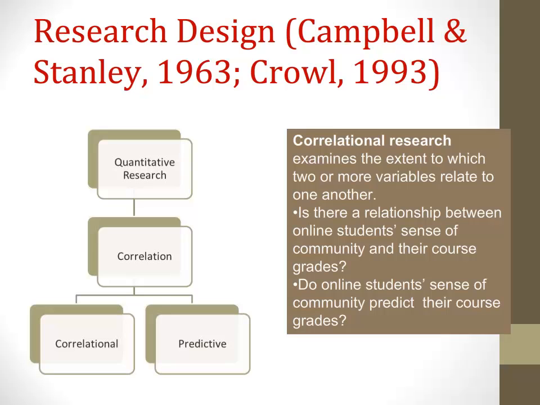So based on the example questions we just looked at, this would mean that the researcher would only need to collect student sense of community scores and course grades to conduct his or her study. No manipulation obviously is needed.